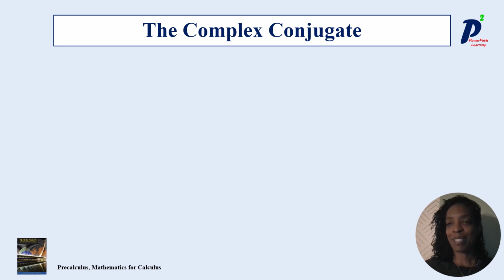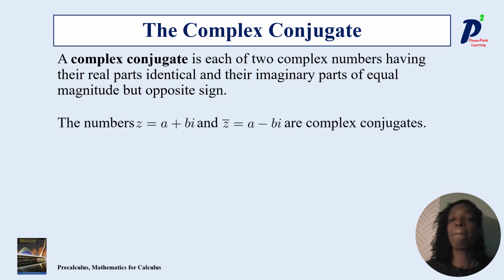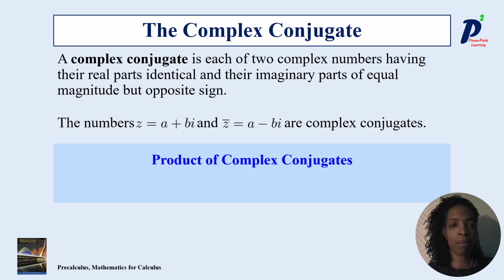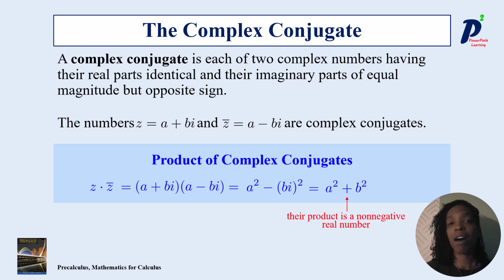Let's talk about the complex conjugate. Two complex numbers that have identical real parts but imaginary parts that are opposites are called complex conjugates. For example, a plus bi and a minus bi are conjugates, and we use the notation z and z bar. So your conjugate is going to have a bar over it. Now, if we multiply them by each other, we get a very helpful result. Our result is a squared plus b squared, which is a real non-negative number. That's going to help us with dividing complex numbers.